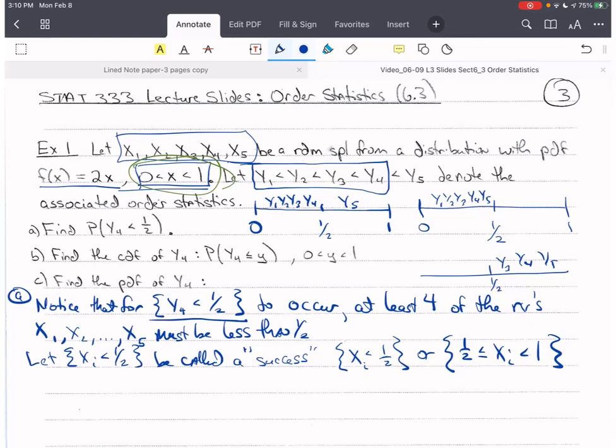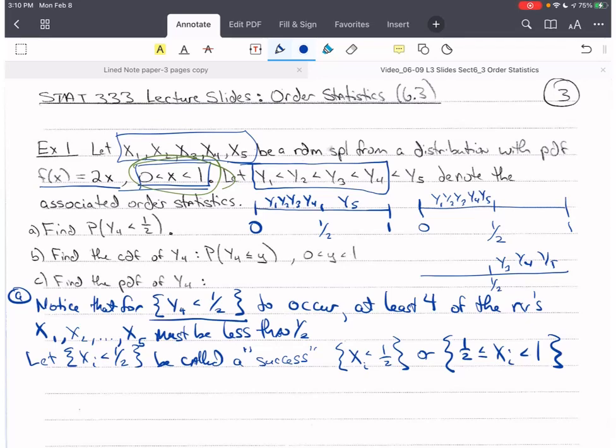We want to know the probability that y4 is less than a half, and so we have to calculate this out for each of these. The easiest thing to do is to calculate out for each of these xi what the probability of being less than a half is, and then use the binomial.